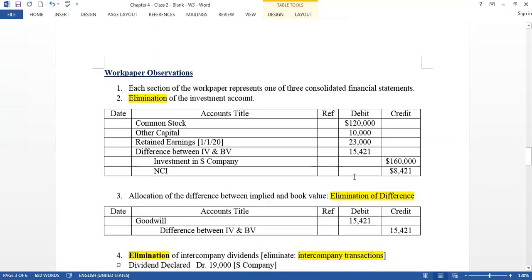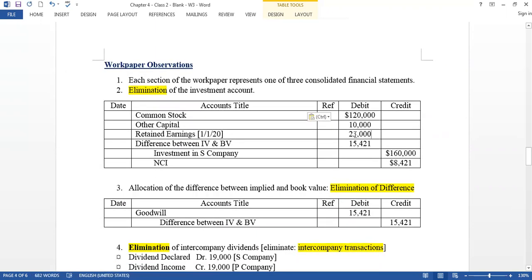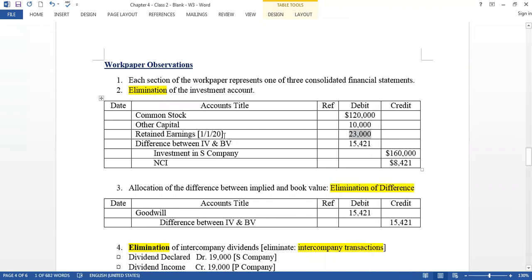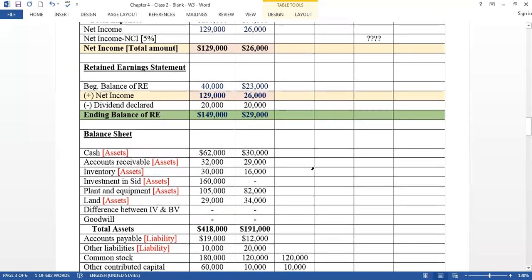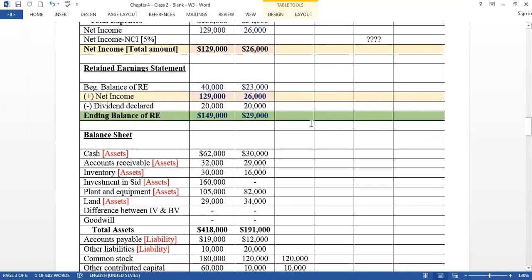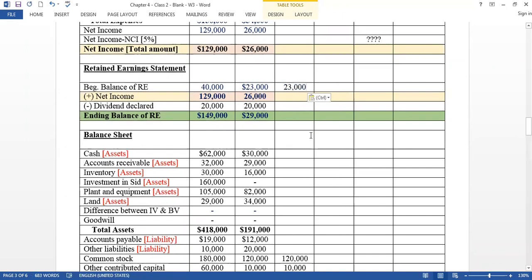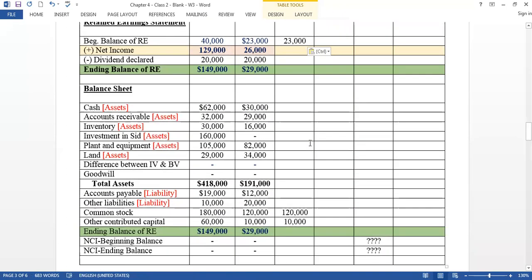It is closed. Then we have $23,000. $23,000 beginning retained earnings, right? Beginning retained earnings debit. So where is the beginning retained earnings? This is the beginning retained earnings. We put it here. It is closed, right? Because we will have only ending balance of retained earnings.